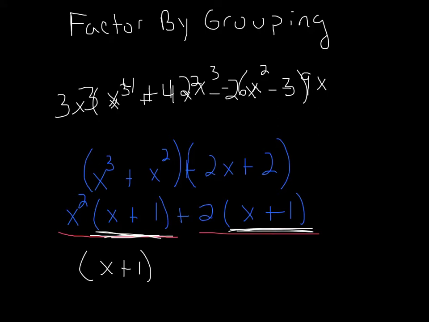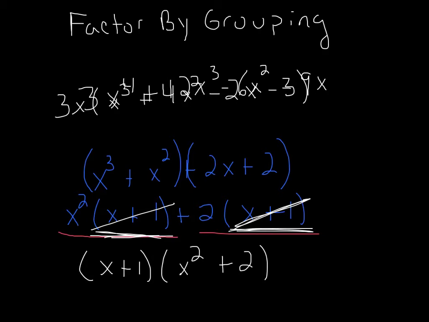Now if we pull out x plus 1 from this one, we're left with x squared. And if we pull it out from this one, we're left with plus 2. Okay, and now we've factored by grouping. So we have the x plus 1 times both of those, and if you multiplied all that back together, you'd end up with the same answer.